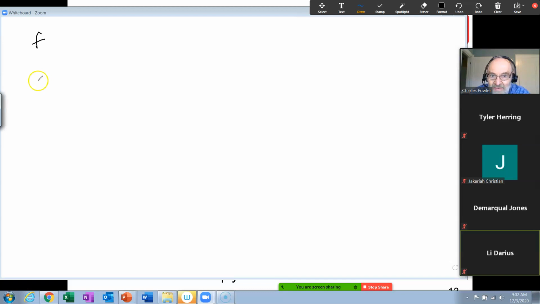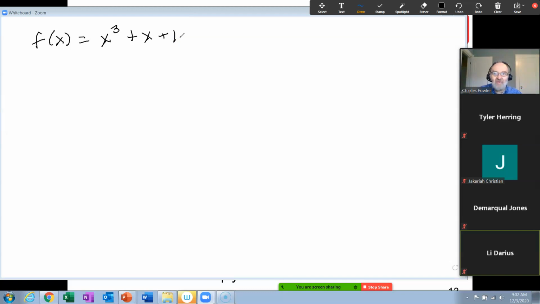Now let me see if I can get the pen to come back. We're doing example 2 on page 153, section 2.5, zeros of polynomial functions. f of x is equal to x cubed plus x plus 1. We're looking for the rational zeros of that function.